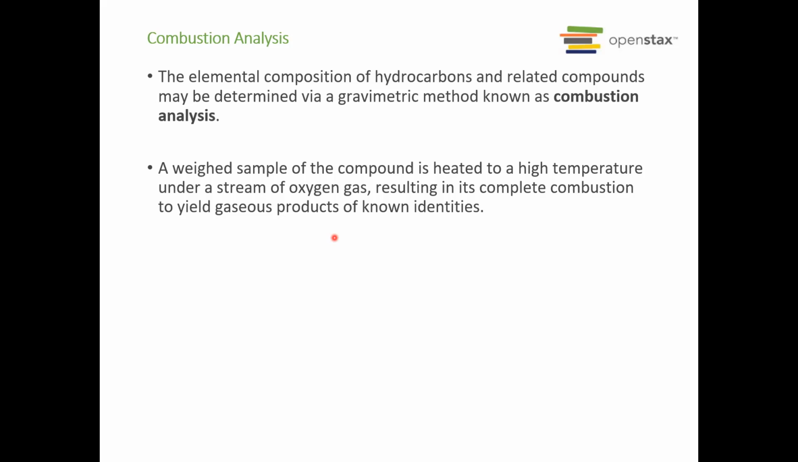Essentially, what we're going to do is have this combustion reaction take place and produce products like carbon dioxide and water. Then we have specific chambers that are going to absorb those different gases. We can then measure the mass of the gases, and based on the mass of the carbon and the mass of the hydrogen, we can figure out the percent composition. We can get the empirical formula of these hydrocarbons.